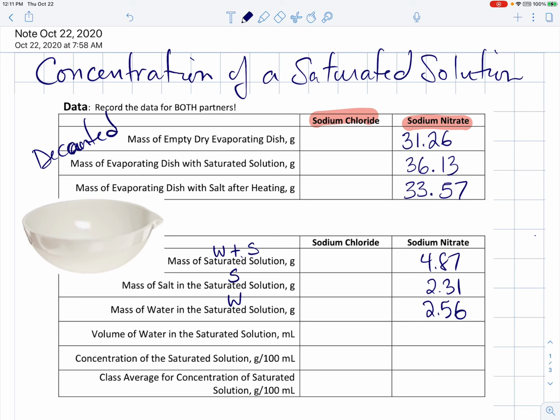Another way to get the mass of water was to take the mass of your solution, 4.87, and subtract the mass of salt that was in the solution, 2.31. Then you could say the mass of water is 2.56. So there's another way to get the mass of water.